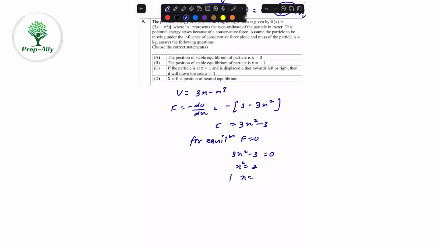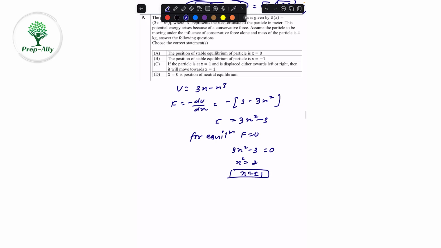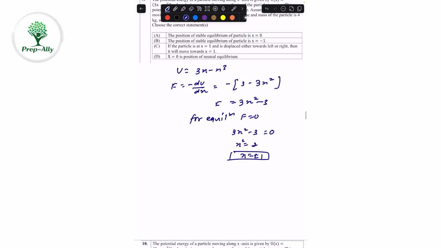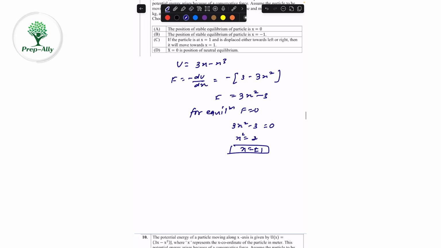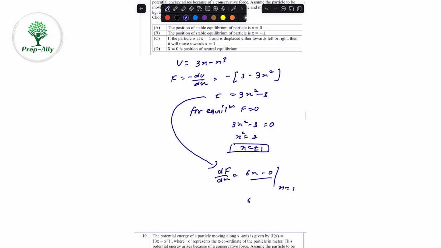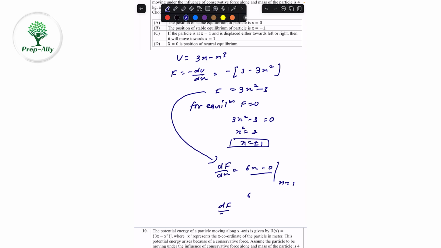These things we have got, plus or minus 1. Now plus 1 and minus 1 both are equilibrium conditions, but whether they are stable or unstable will depend upon the maximum or minimum of the graph. So I will again differentiate the force. I will write dF by dx, and I will get 6x minus 0. Now if I put x is equal to plus 1, I get 6, and if I put x is equal to minus 1, dF by dx is equal to 6x, which gives minus 6.